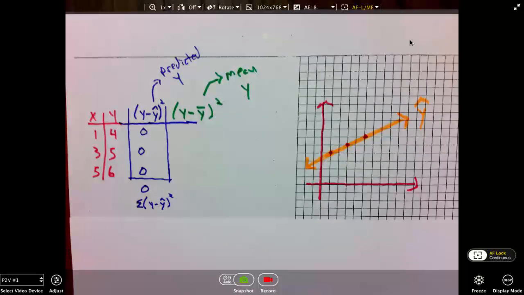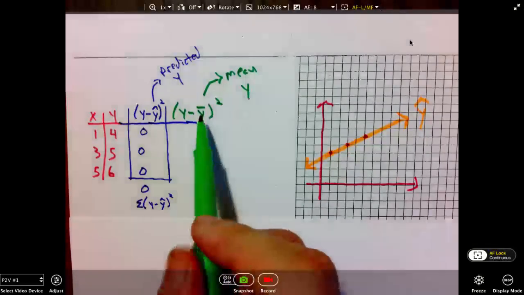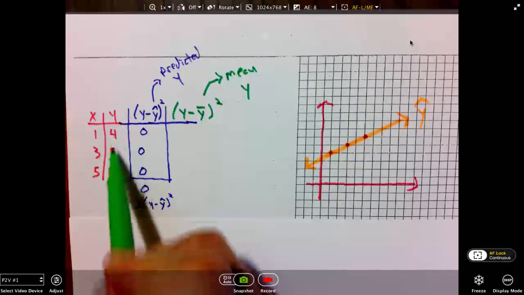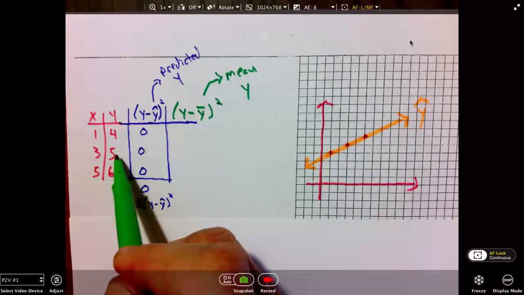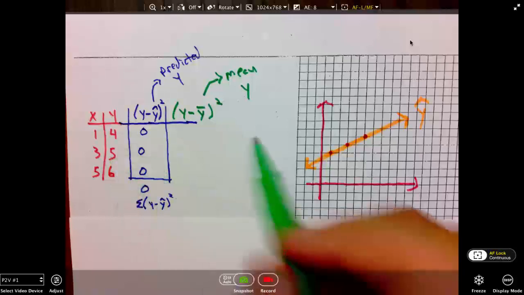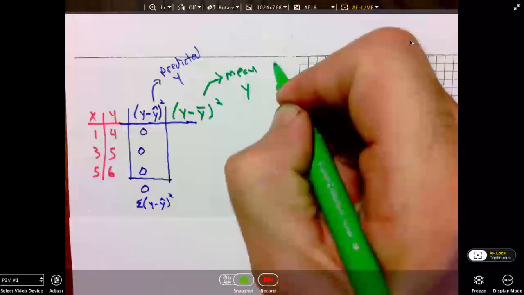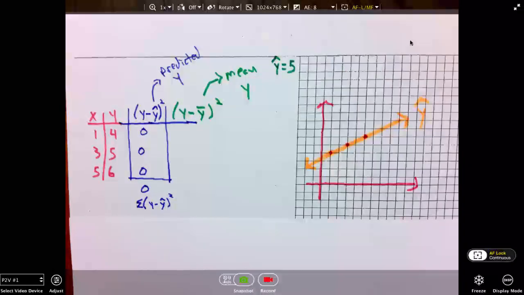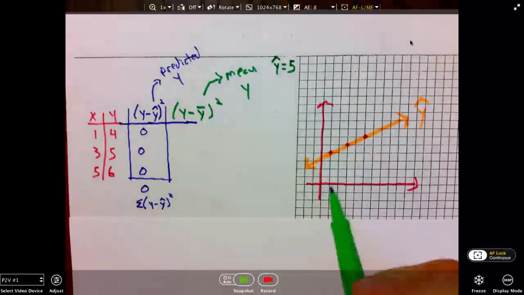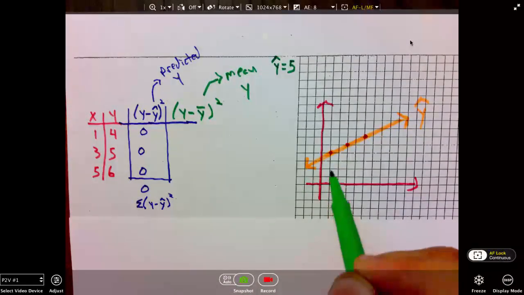Now let's look at this, y minus y bar. Well, first let's calculate y bar. In this case, we have 4, 5, and 6. Adding these together, that's 15. Dividing by 3 is 5. So in this case here, our y bar is 5. Let's graph that line here. 1, 2, 3, 4.